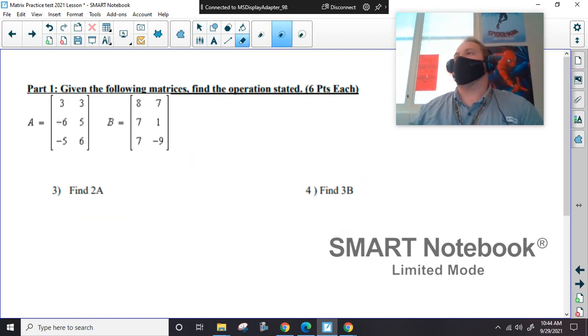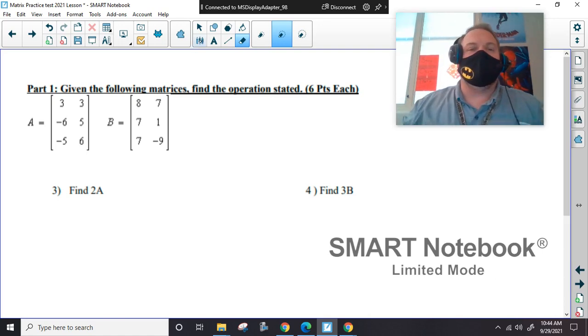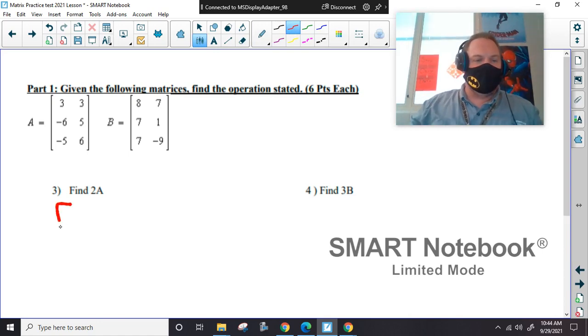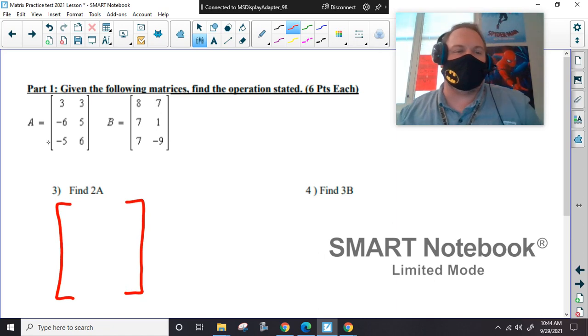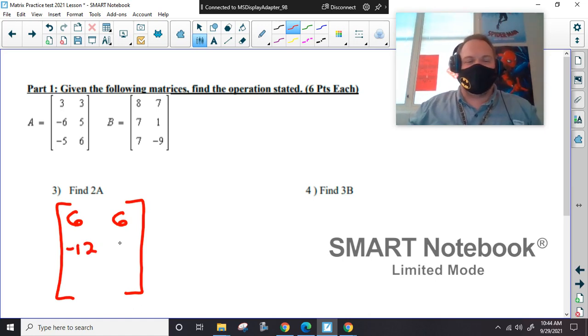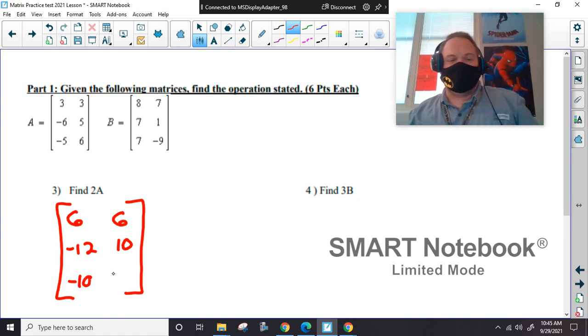All right. So this is actually scalar multiplication. What we have to do here is multiply all the values of A by 2. So what's 3 times 2? 3 times 2. Negative 6 times 2. 5 times 2. Negative 5 times 2. And 6 times 2.